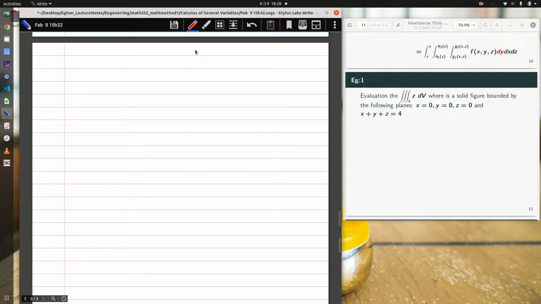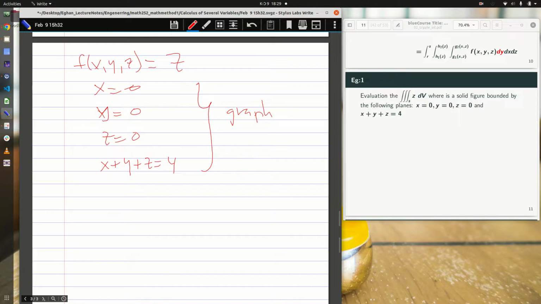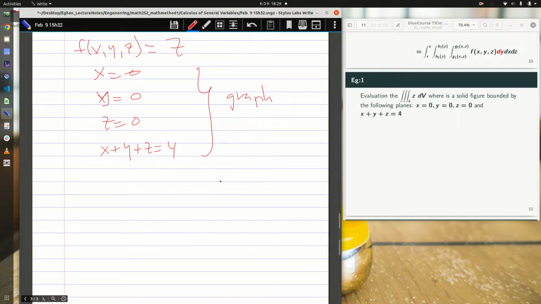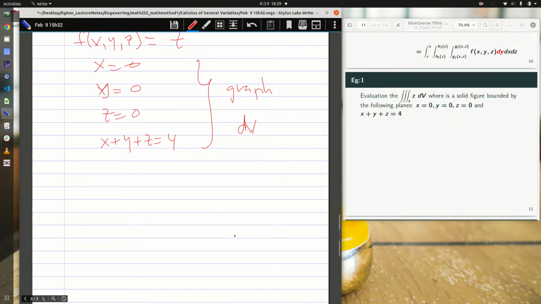So the function f(x, y, z) is given as z. I have the boundaries as x equals 0, y equals 0, z equals 0, and then I have x plus y plus z equal to 4. We are supposed to graph this, but we can't do that by hand. At least we know the limits given. Now the question is, how are you finding your domain or the region, which is the dV? So let's quickly go through that. Let me take it as x-axis. So I want to extend this sheet here.